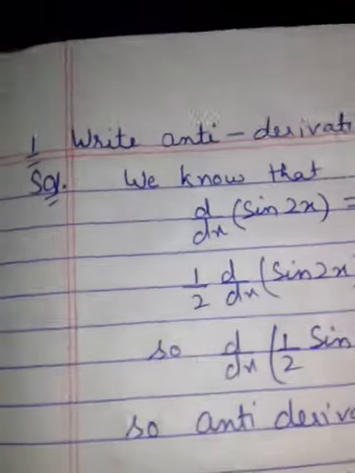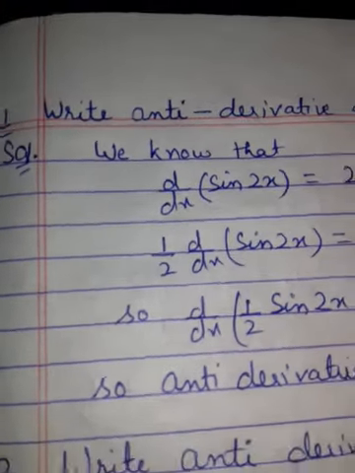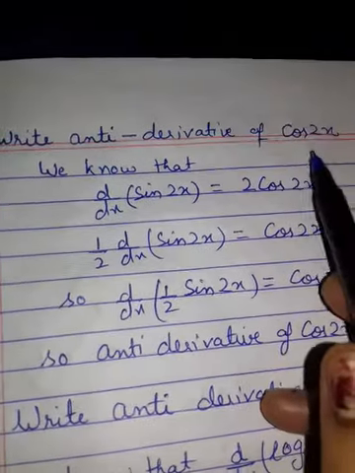Now we will discuss the examples. Write the antiderivative of cos 2x.